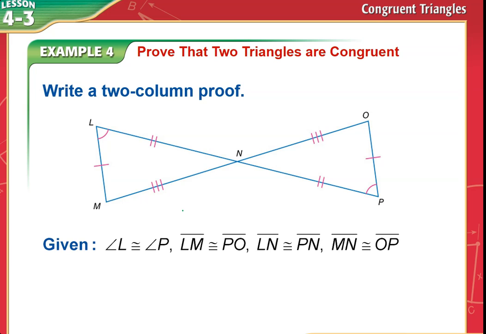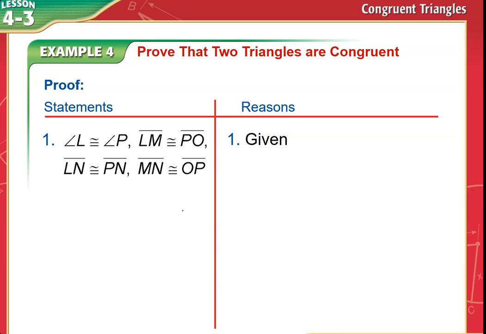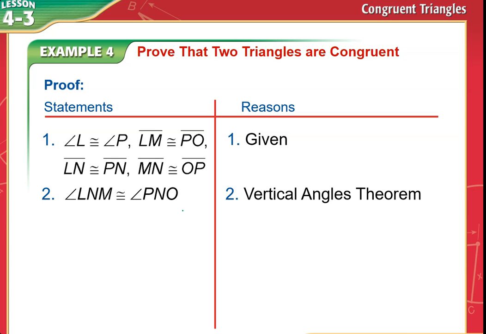So we're given that angle L is congruent to angle P, and then our three sides, LN, PN, and MN, OP, they're all congruent based on those tick marks. And we need to prove that the LMN is congruent to PON. All right, here we go. Now, we're given a bunch of information, so we have that as our reason. It's just given.